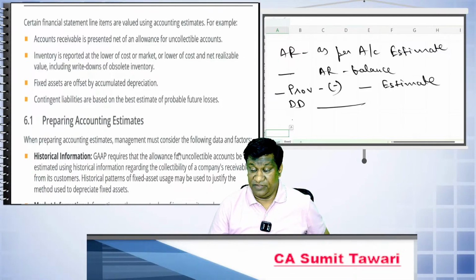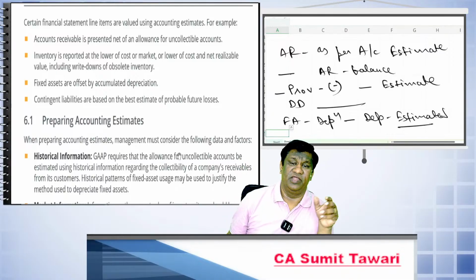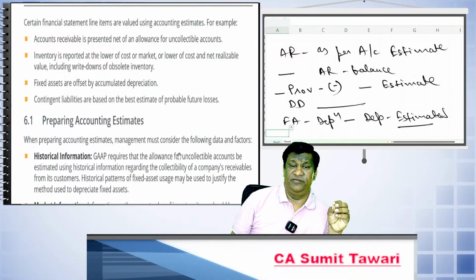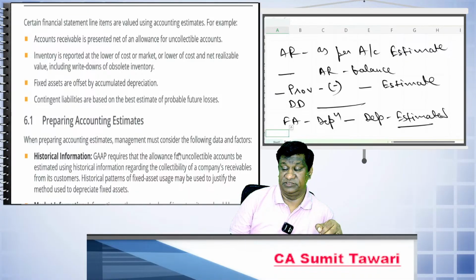Okay, and the fixed assets where we charge the depreciation, offset by accumulated depreciation. Depreciation is also an estimated expense. We are not confident whether we can determine the useful life of the fixed asset. So we just have some thought or prediction that we are going to use this asset for 10 years, and accordingly we charge the depreciation.